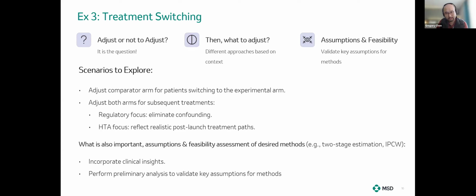Relying on the discussion primarily with economists, statisticians, and medical affairs and market access colleagues, maybe in different countries, what are the realistic post-launch treatment paths that will look like, so that we can determine a set of the subsequent treatments that one would like to adjust for. Next slide, please.